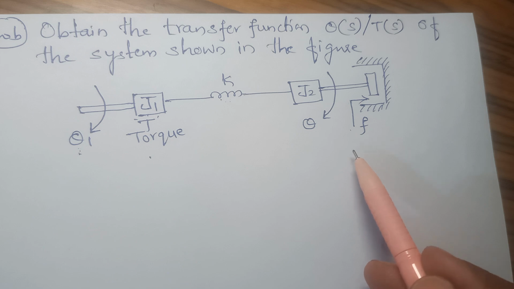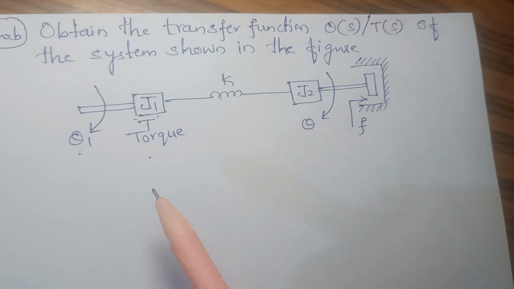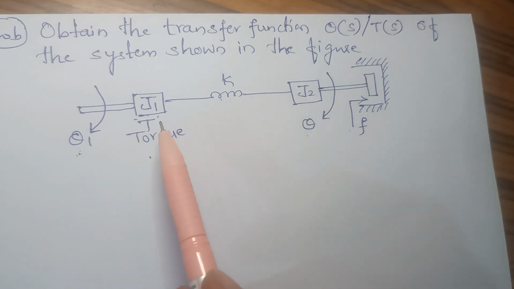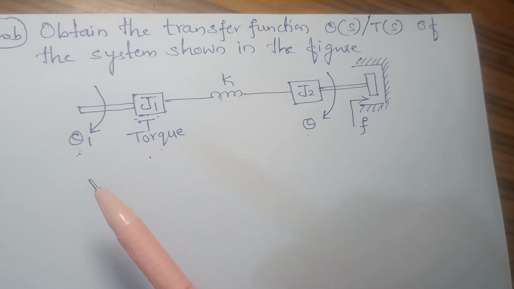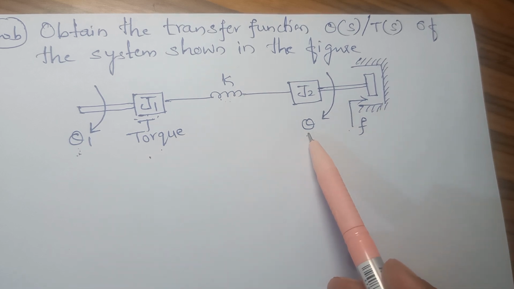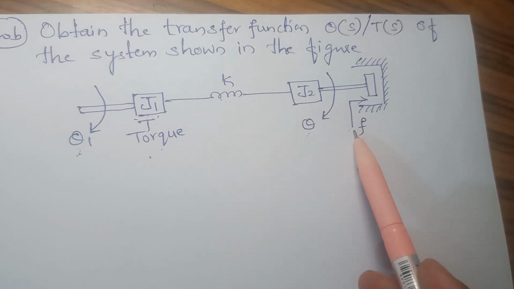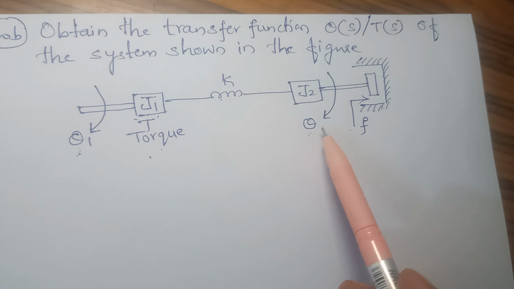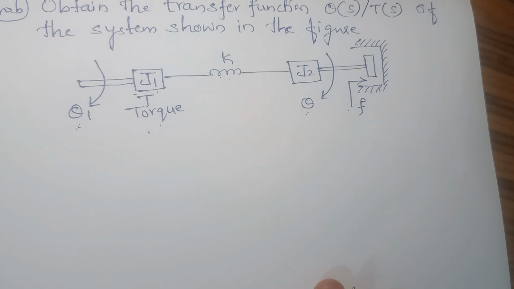Now we have to draw the equivalent mechanical system for this given rotational system. Here you have two displacements, that is theta 1 and theta. Due to torque T, J1 is under the displacement theta 1, and due to spring K it changes to theta. The inertia J2 and the friction F are under the displacement theta. So you have two angular displacements, and in the equivalent mechanical system you will have two nodes.